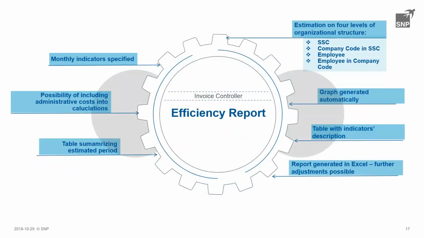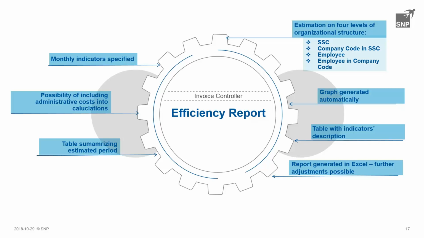Another main element of our solution is efficiency report, which analyzes stored data records and presents them on 4 levels of company structure. As I mentioned before, this is shared service center level, company code in shared service center level, employee level, and employee in indicated company code level. In the report, data records are shown as well as calculated monthly indicators.